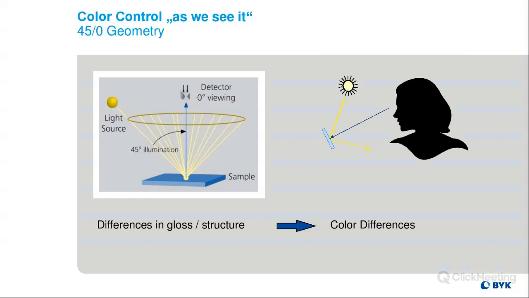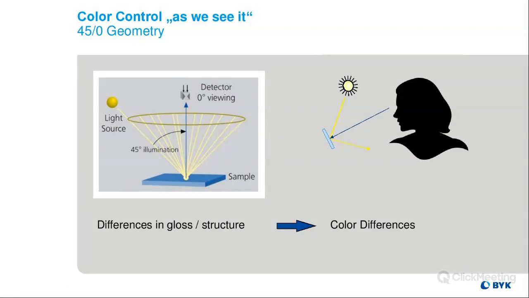And so to account for the differences, one of the geometries of color instruments, and this is a pretty typical geometry that you'll see, is called 45-0. 45 indicates the angle of the light source. The light comes in at a 45-degree angle. 0 indicates the position of the detector, normal to the surface, 0 degrees.